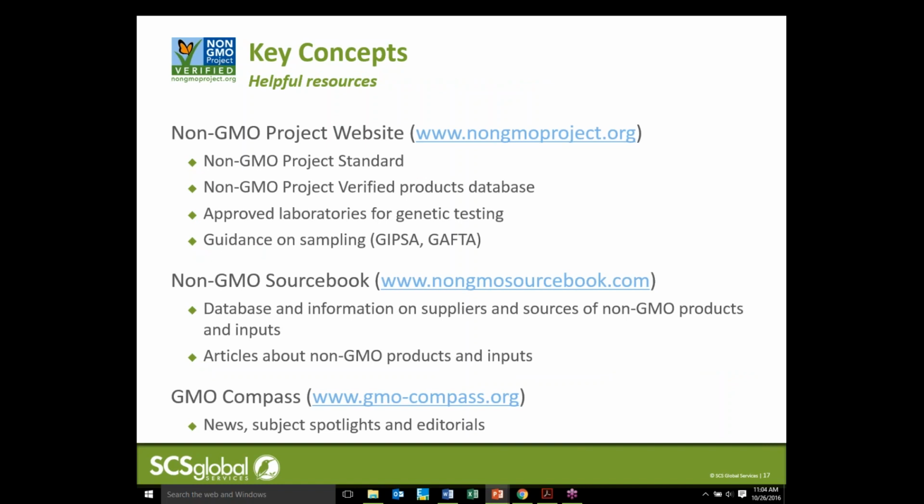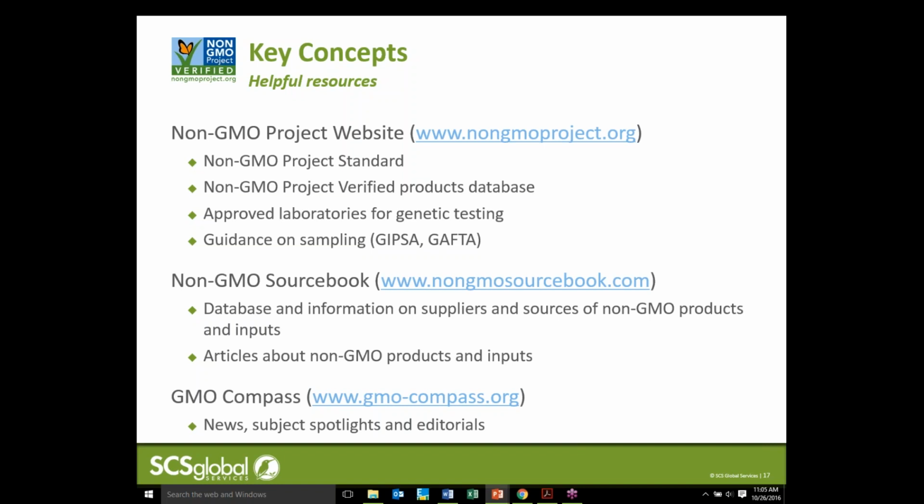So now some helpful resources that are really important to know of if you're going for non-GMO project verification. First would be the non-GMO project website itself, which is a wealth of information. It is there where you can find the non-GMO project standard. So that is the set of requirements that all products, all production systems, all participants are evaluated to, and that transcends scopes from livestock to dairy to raw agricultural commodities to processed goods and so forth. It's a standard set of regulations that everybody needs to be demonstrated to be compliant with. And that's publicly available, of course, on the non-GMO project website, or you can reach out to SCS and we're happy to provide it to you as well.